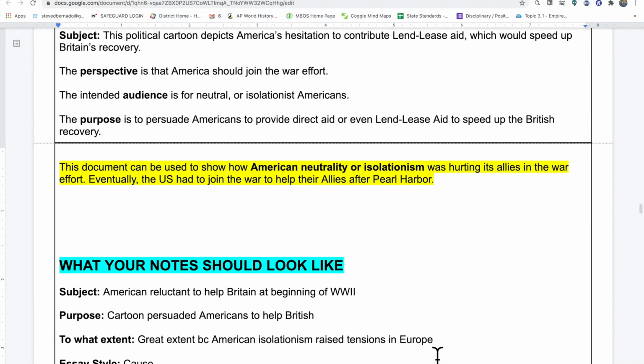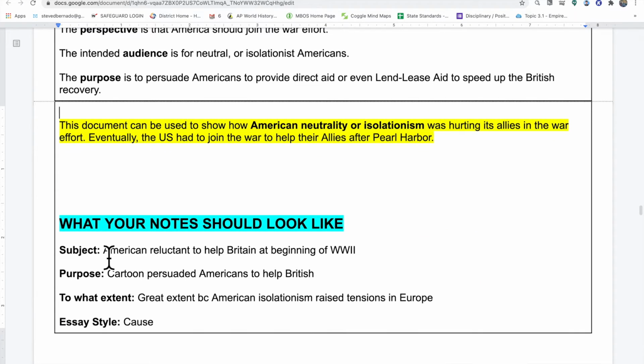What should your notes look like? The subject: American reluctancy to help Britain at the beginning of World War II. The purpose: what's a cartoon? Persuade Americans to help the British. To what extent? To a great extent, because American isolationism raised tensions in Europe. It contributed. It's another cause. These are all causes. I have to group the causes that are similar.